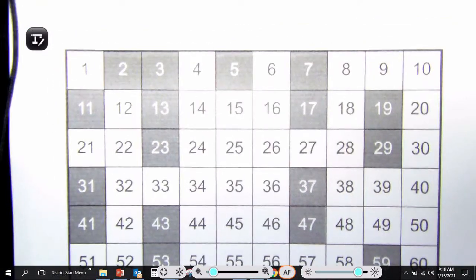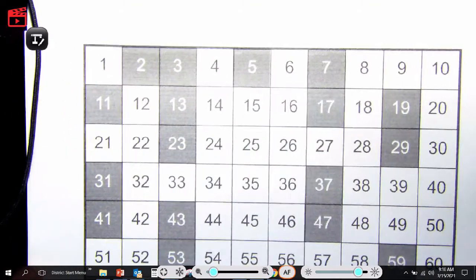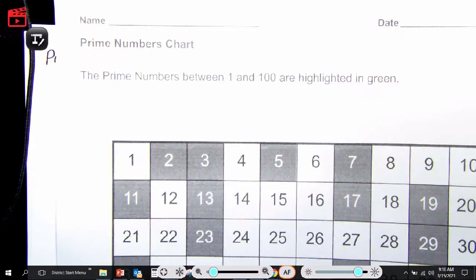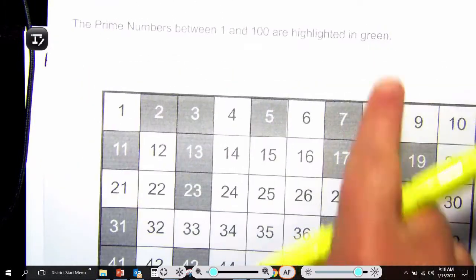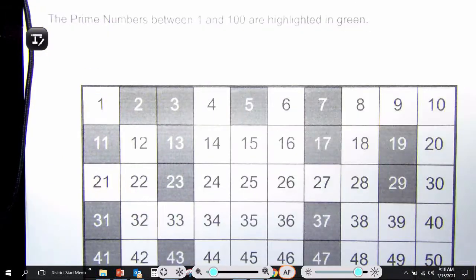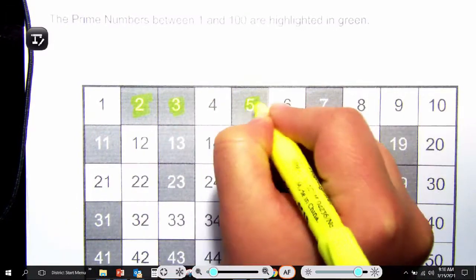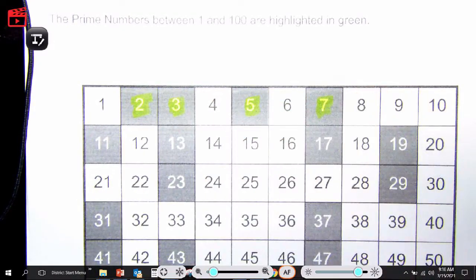If you are in my class, you're going to see this on Google Classroom. And what they do for you is, this is called a prime numbers chart. These should be highlighted in green. So if you look on Google Classroom, they should be green. However, I don't have a color printer, so they're gray. Each number that is highlighted or colored is a prime number.